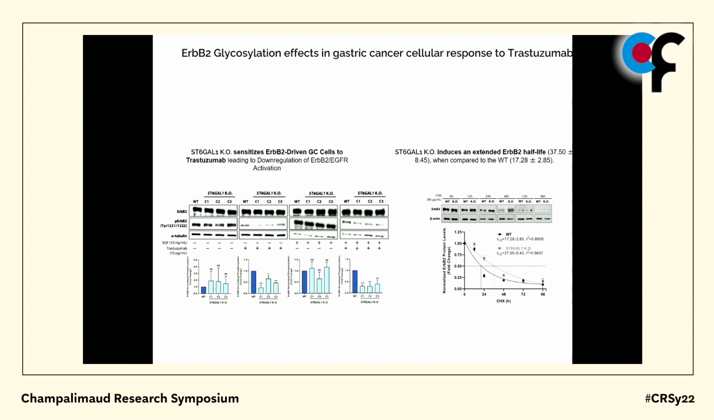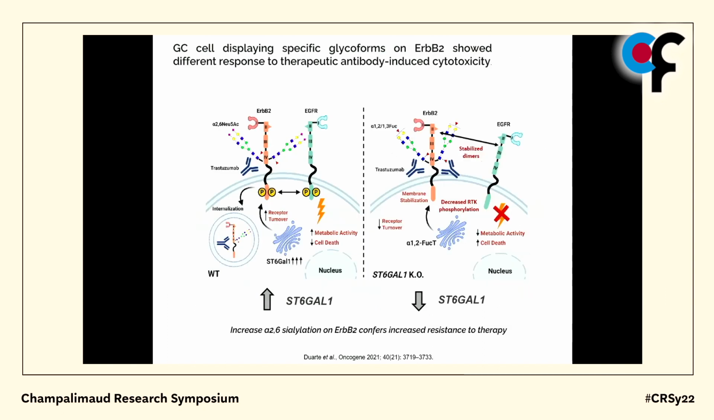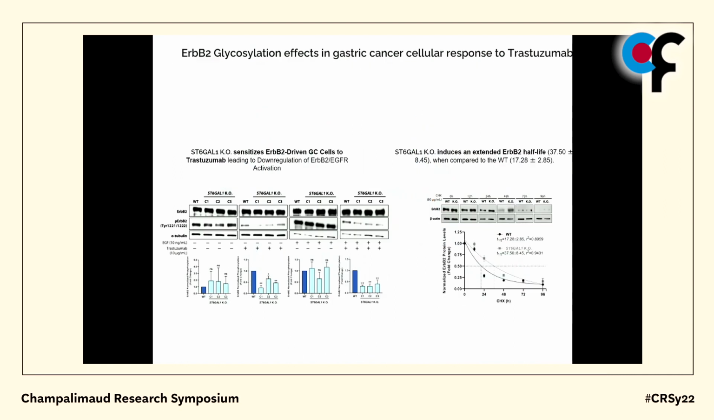Furthermore, we observed that the knockouts made the cells more sensitive, in these ERB2-driven gastric cancer cells, to the trastuzumab treatment, leading to downregulation of ERB2-EGFR dimerization, as observed here. In fact, the clones show reduced sensitivity. And also, we observed an induction of an extended half-life of the ERB2 receptor in the clones when compared with the control.